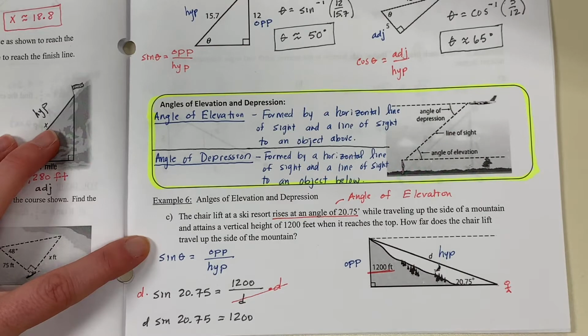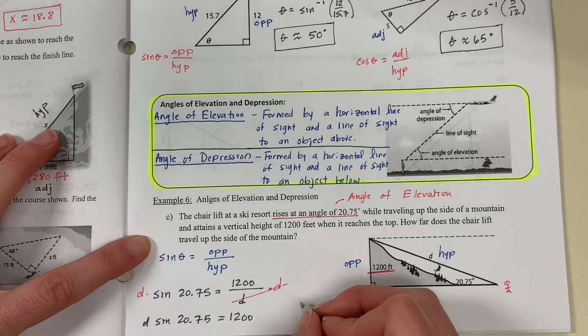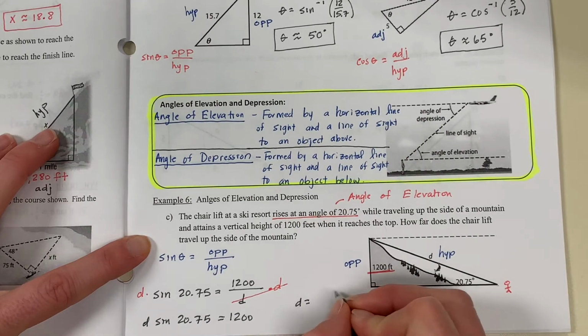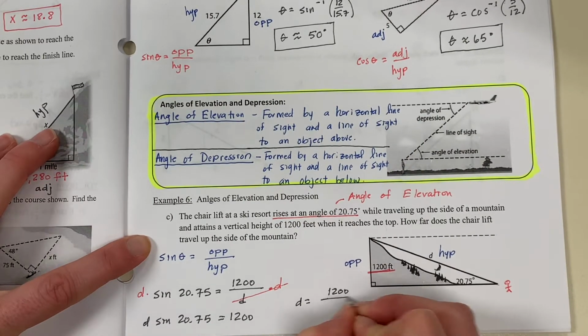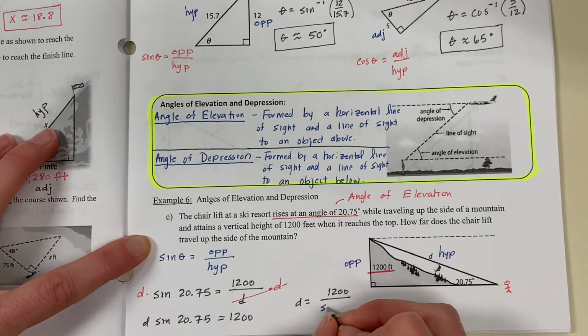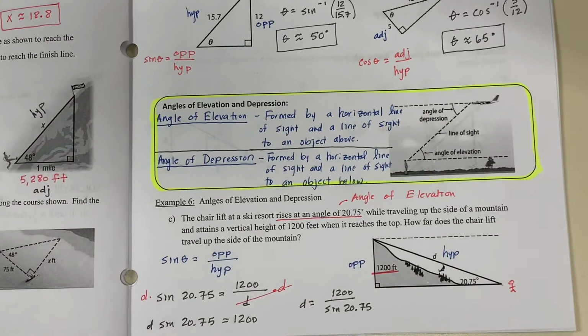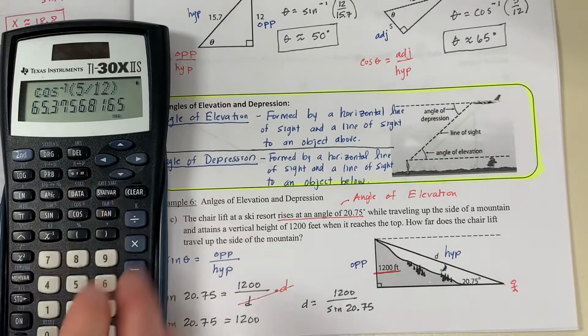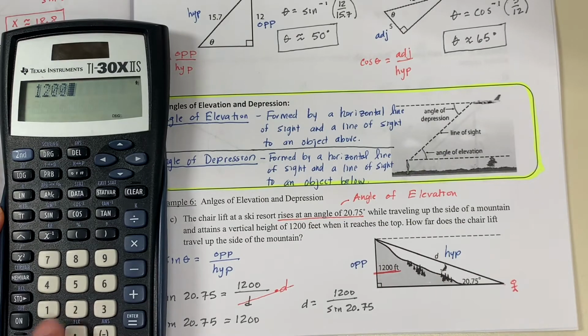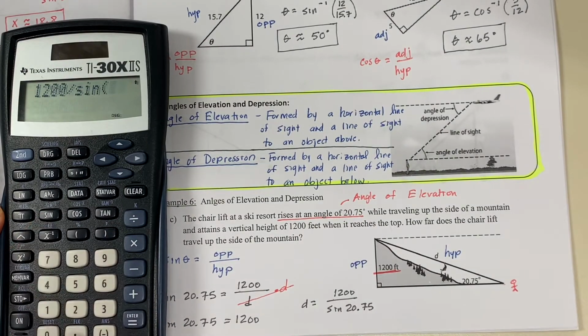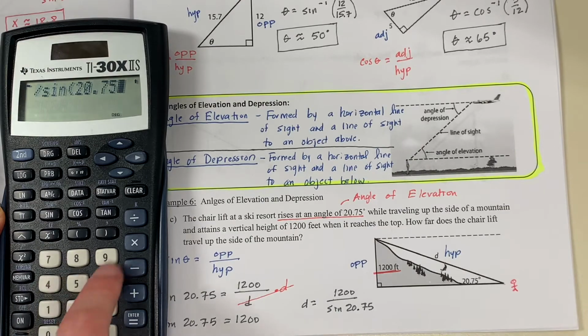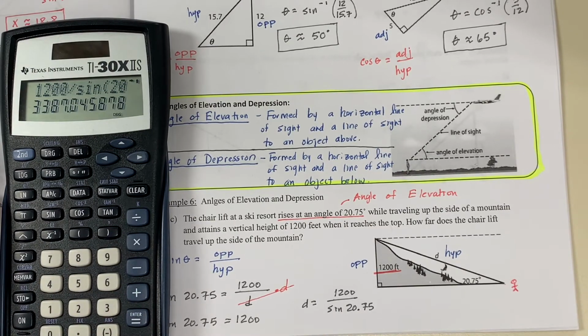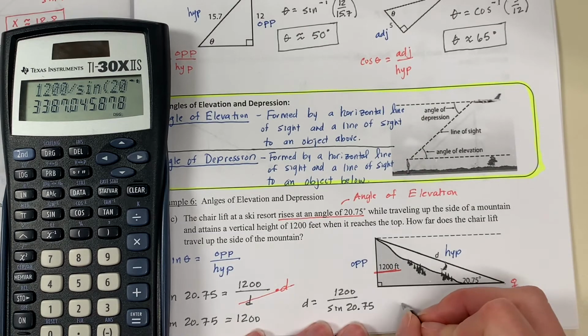Next, I divide both sides by sine of 20.75, so that D is equal to 1,200 divided by the sine of 20.75. So in order to find the length of D, we're going to take 1,200 and divide that by the sine of 20.75. Okay, this makes the length of the lift approximately 3,387 feet.